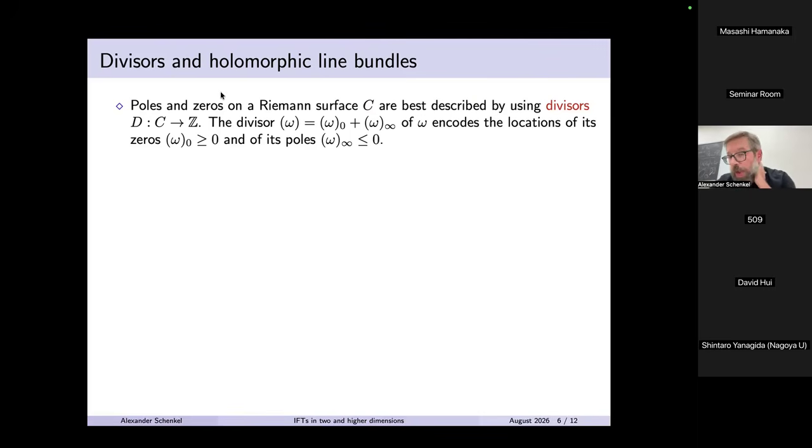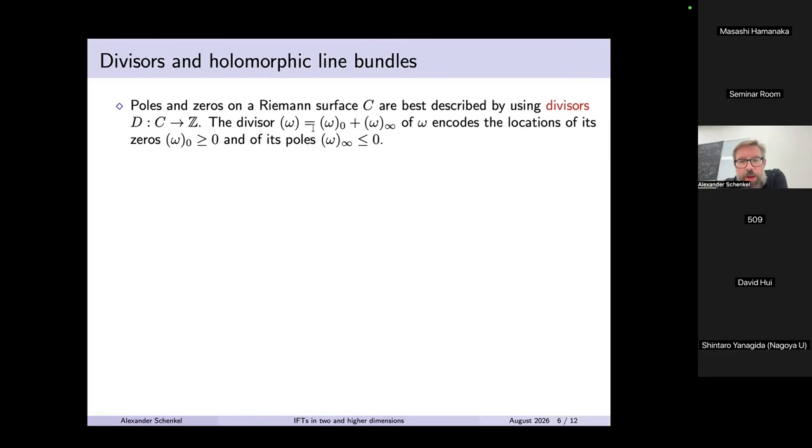Now, these locations and the orders are naturally described by what is called a divisor. So a divisor is a function with finite support from the Riemann surface into the integers. So what this function does is, to a point in the Riemann surface, it tells you what is the order of the zero or the pole of something at this point. So you encode points and where something non-trivial happens. In particular, this meromorphic one form, which gives you an input datum for topological holomorphic Chern-Simons theory, defines a divisor.